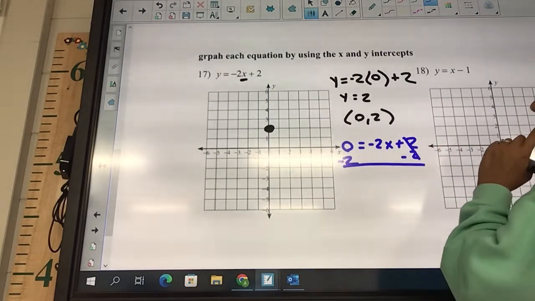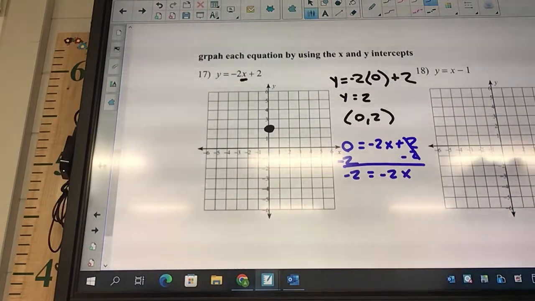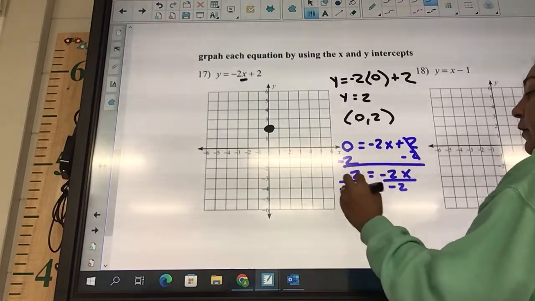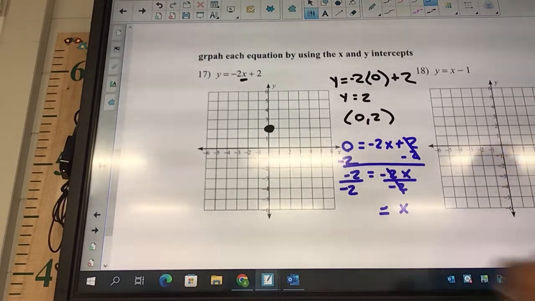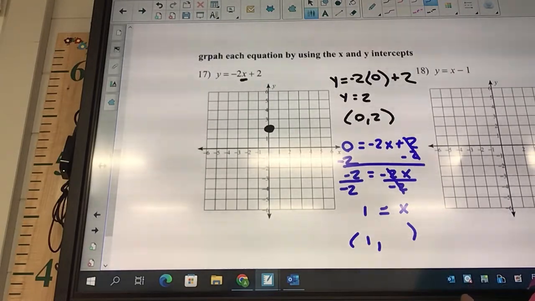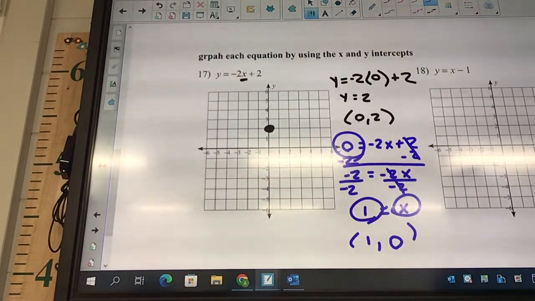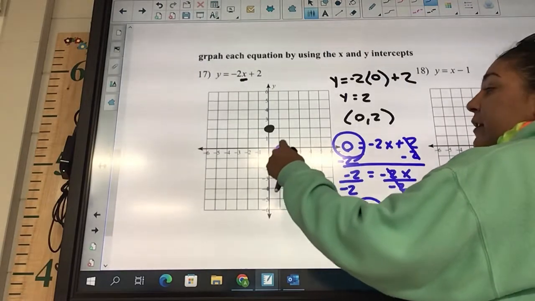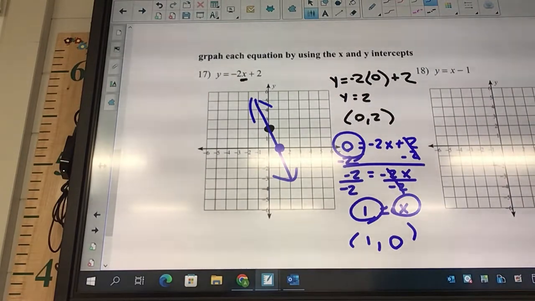What is 0 minus 2? -2 equals -2x. And then what? Divide by -2. What is -2 divided by -2? Positive 1. So what is this coordinate? 1, comma, 0. Here's our y and here's our x. So x is going to be 1 and our y is 0. So we graph that using the x and y intercept.